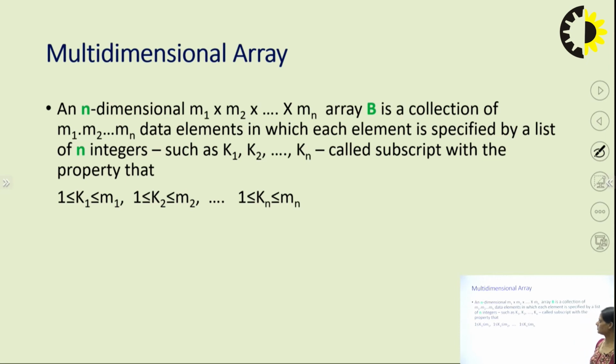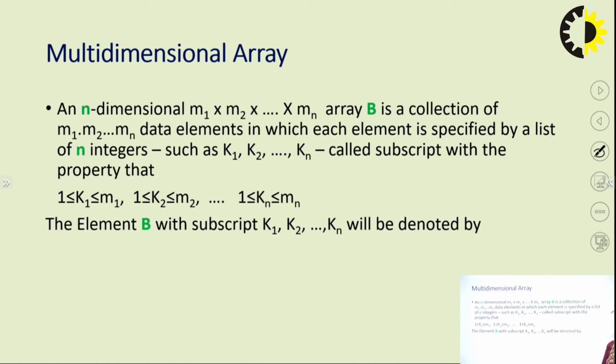An n-dimensional array, M1 cross M2 cross up to Mn, B is a collection of M1 dot M2 dot up to Mn data elements. If we multiply all these, it gives us the total number of elements, in which each element is specified by a list of n integers such as k1, k2 up to kn, called subscripts, with the property that k1 is between 1 and m1, k2 is between 1 and m2, and so on.